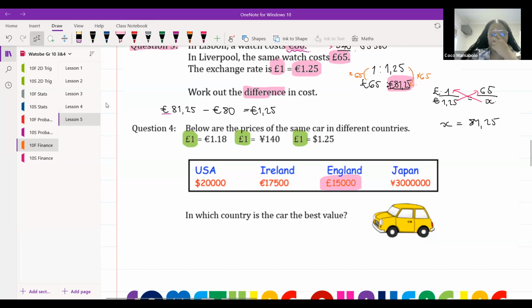Hi, Faye. Hi, ma'am. What's up? Ma'am, I want to ask, what do they mean when they want the best value? What do they actually want? Do they want like the cheapest price? Yes, like which value is the cheapest. Okay. Thank you, ma'am. All right.